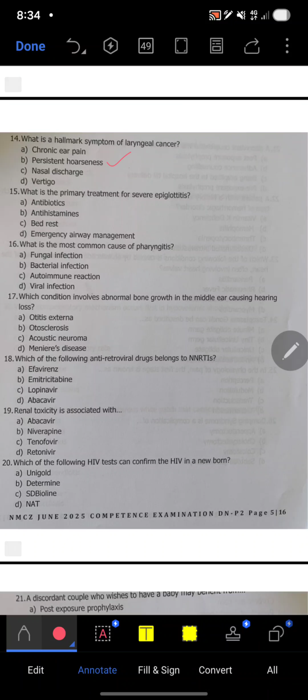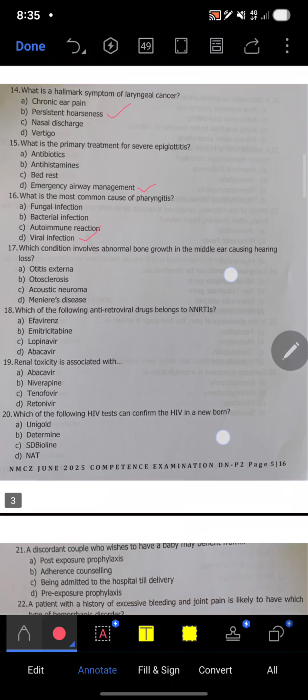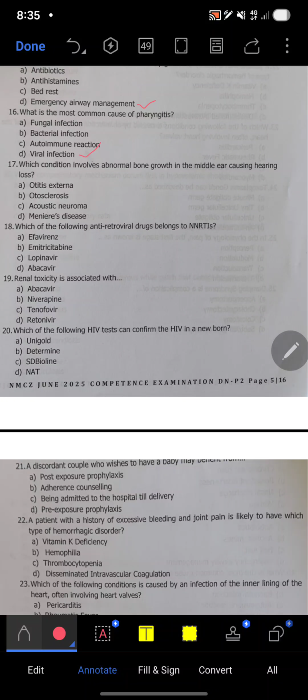Question 15, what is the primary treatment for severe epiglottitis? And here the correct answer is D, which is emergency airway management. Question 16, what is the most common cause of pharyngitis? And the correct answer here is D, which is viral infection. Question 17, which condition involves abnormal bone growth in the middle ear causing hearing loss? And here the correct answer is B, which is otosclerosis.